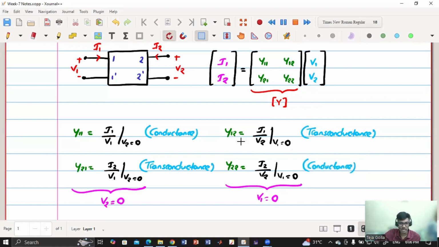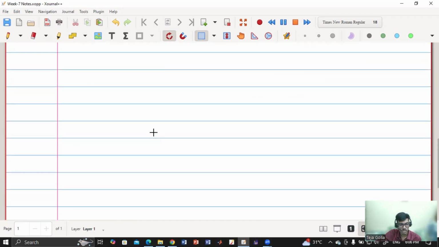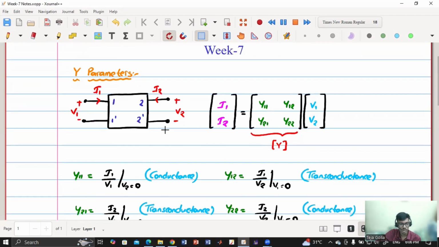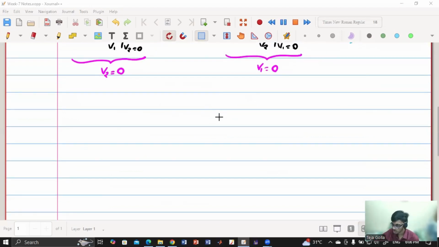So today I'll just give some introduction about these parameters so that there will not be any confusion, and I can use them for further explanation or during the problem solving session. I hope it is clear till this point. So now we'll move on to Z parameters.